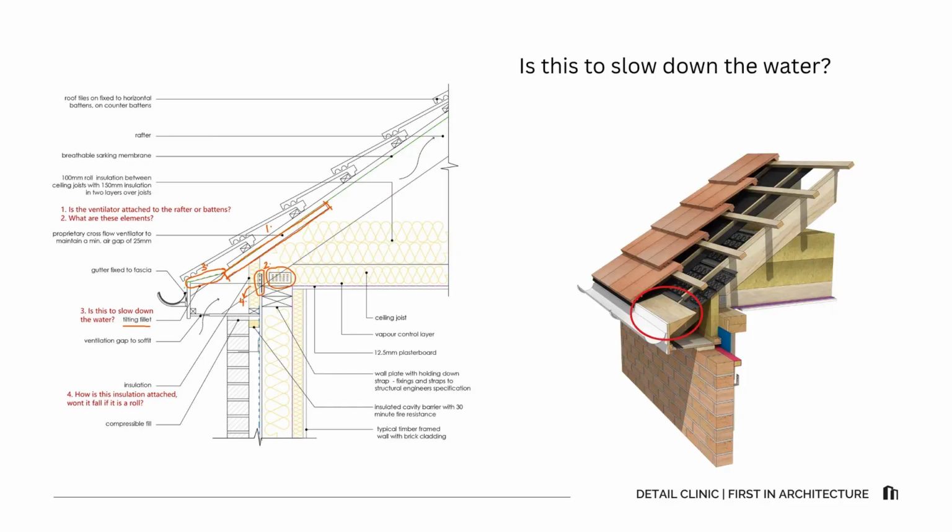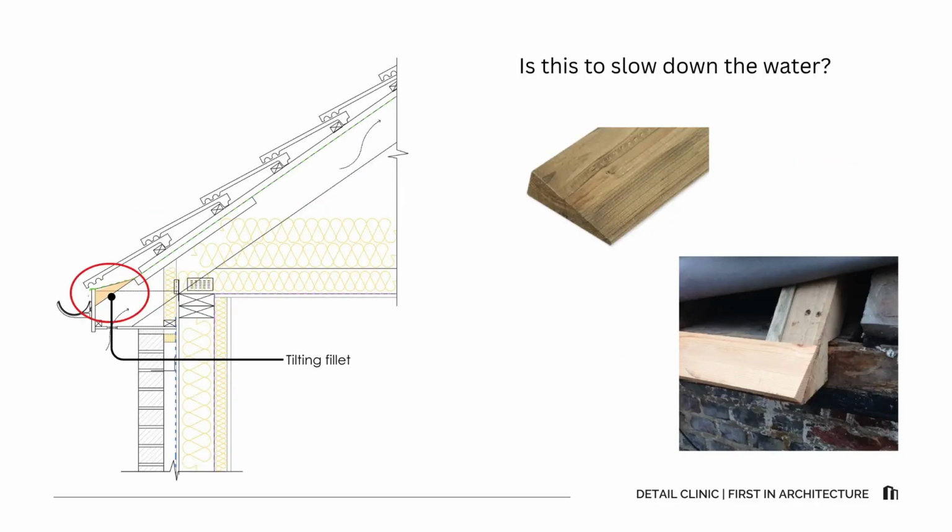Is this element here to slow down the water? So the first job of the tilting fillet is to lift and support the bottom edge of the first row of tiles or slates. Its secondary role is less about slowing water and more about guiding it. It supports the underlay at the correct angle, so any wind-driven water on the membrane drains cleanly into the gutter rather than getting trapped behind the fascia.